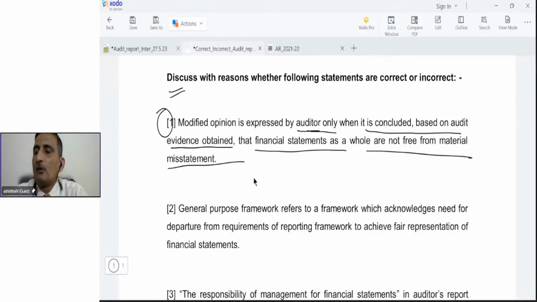Yes, guys, you are able to see the screen. Also write the question number when you are saying correct or incorrect. Modified opinion is expressed by the auditor only when it is concluded based on audit evidence that financial statements as a whole are not free from material misstatements. Only Manisha. Yes, Himanshu has also given. Guduri, Bhumika, Swati.